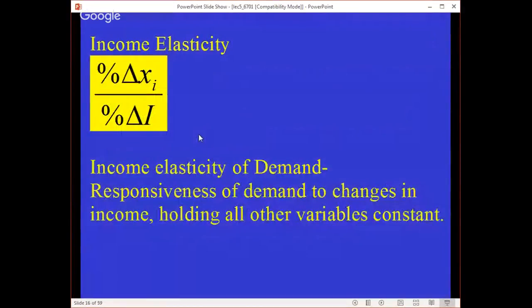Next is income elasticity. Did I go too fast? Okay. It's the responsiveness of demand to changes in income, holding all other variables constant. So when income changes, how does demand change? Holding the price and anything else that might affect demand constant.